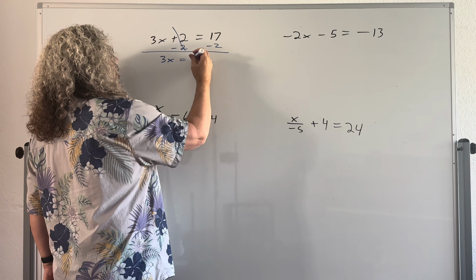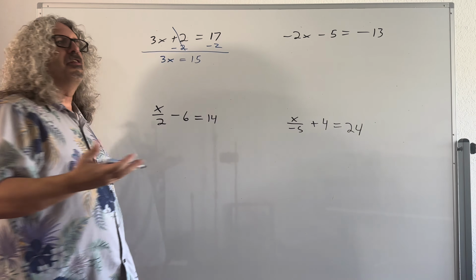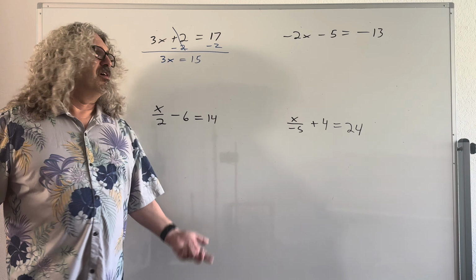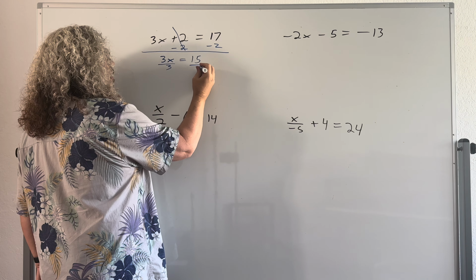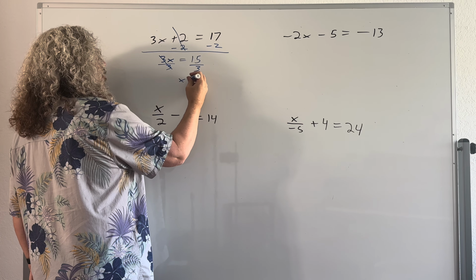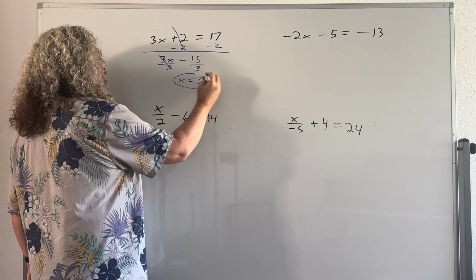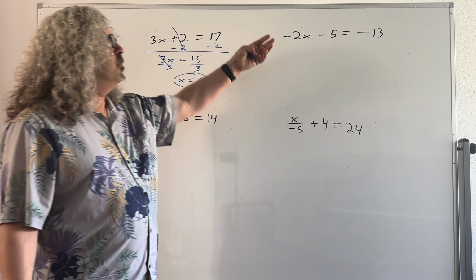Equals 17 minus 2 is 15. Well, now this looks like one of those one-step problems. So you should know what to do now. 3 times x, so we're going to divide, and then we're going to end up with x equals 5 for our answer. Okay? Let's go ahead and do this one.